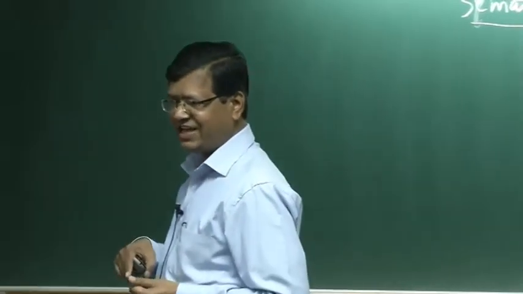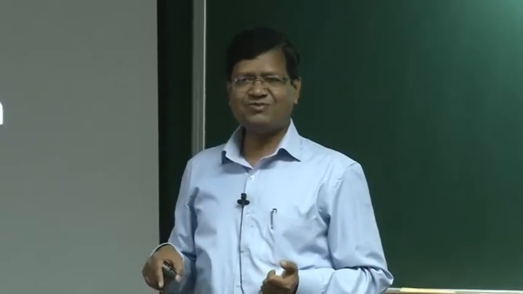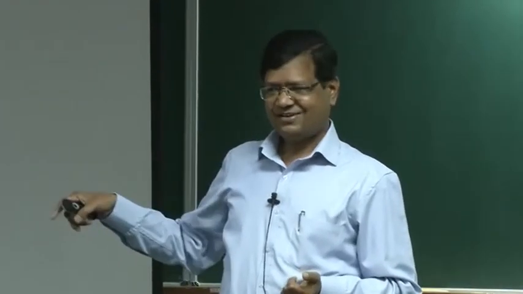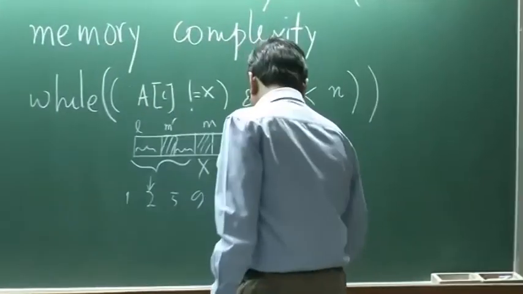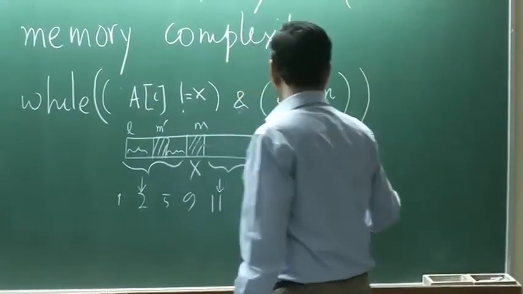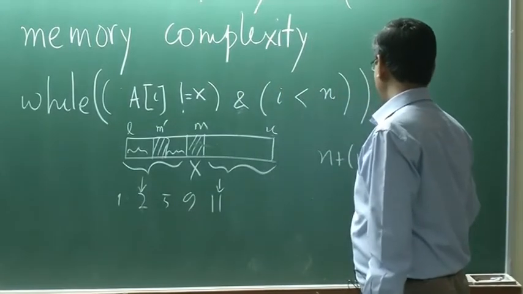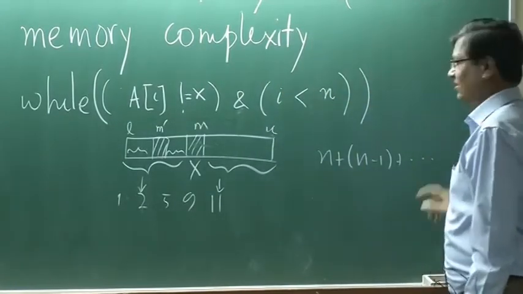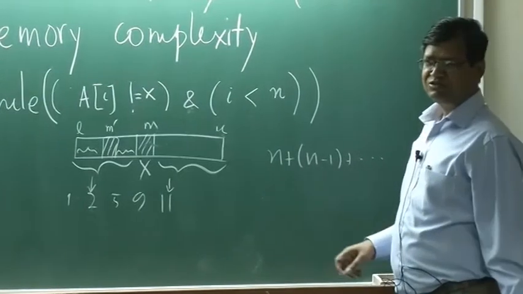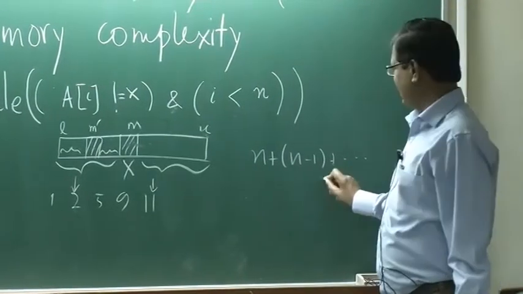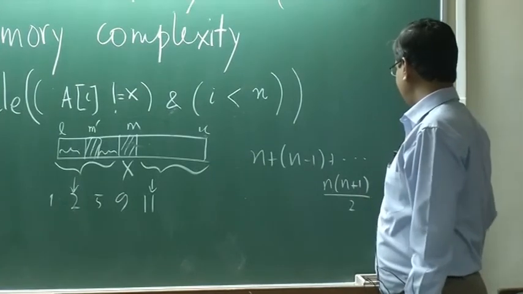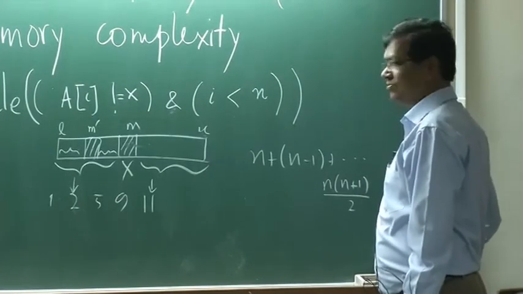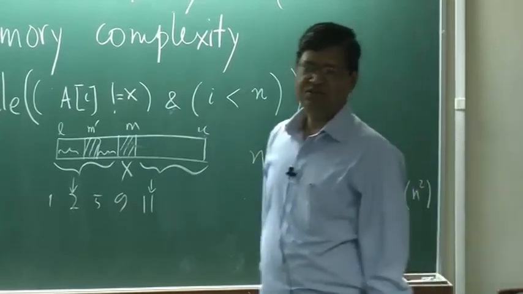So first time it will take n, second time it will take n minus 1. So if I just do it, n plus n minus 1 plus ... plus 1. So 1 to n, you sum it up, n into n plus 1 by 2. So it is order n square. Okay. So this is an order n square algorithm.